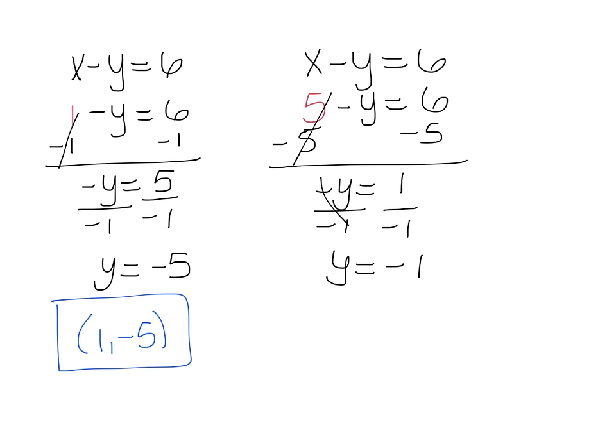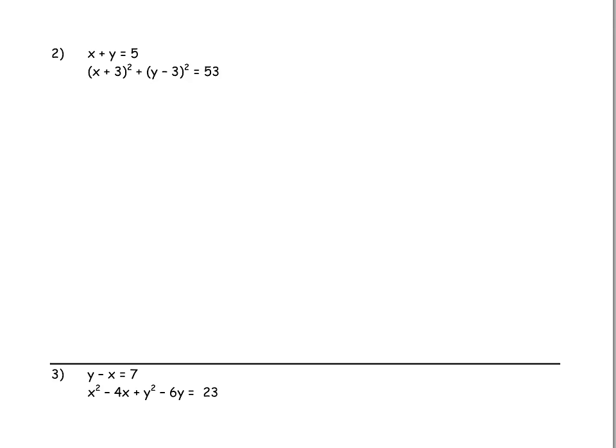Alright, so now we're going to plug it in as a point. Final answer is x is 5, y is negative 1. Okay, let's try a second example.